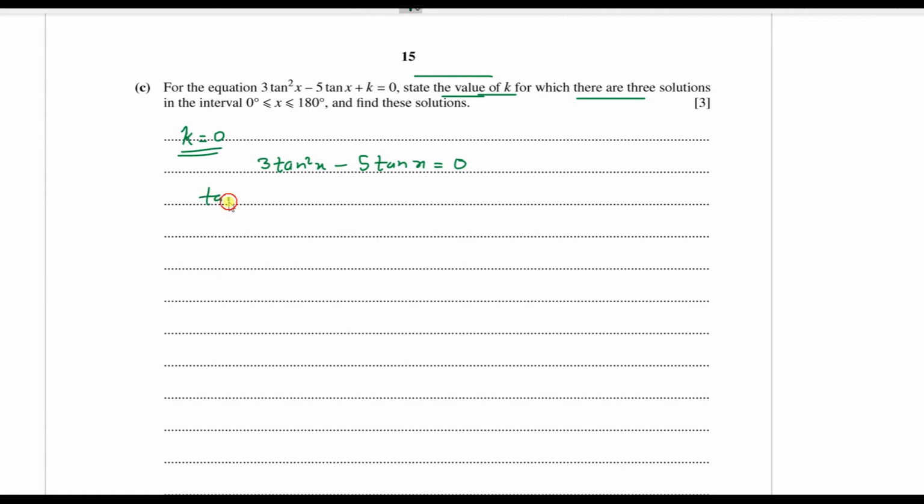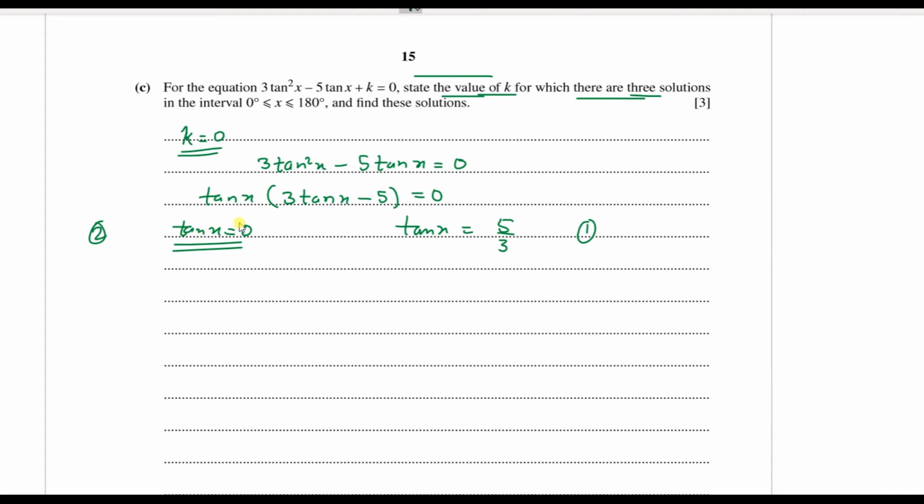tan value, and that is going to be 0. So we can see from here that tan x is equal to 0, and tan x is 0 at 0 and 180 degrees, so we will get two roots from here, and tan x is equal to 5 by 3, and you will get one root from here. So from here you will get two roots, from here you will get one root. So we require three solutions. So this is the only possibility when you will get two roots.